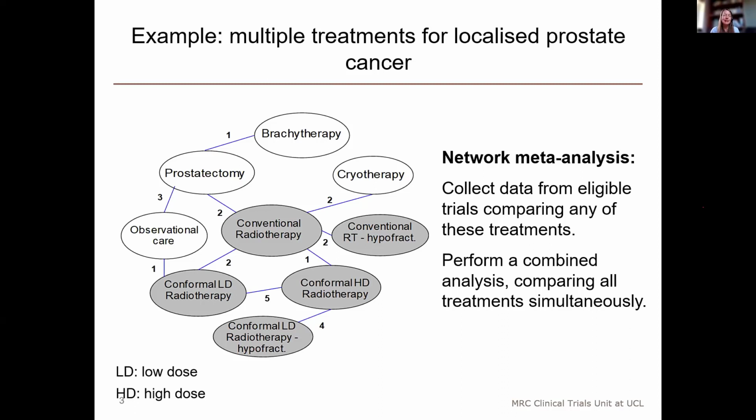But in recent years, network meta-analysis has become increasingly popular. In a network meta-analysis, we collect data from eligible trials comparing any of the treatments of interest. In this plot, each line connecting 2 treatments represents a comparison for which 1 or more trials has been carried out, and the number indicates the number of trials we have available. Having collected all the data, we then perform a single combined analysis in which we compare all treatments simultaneously using all of the data available.